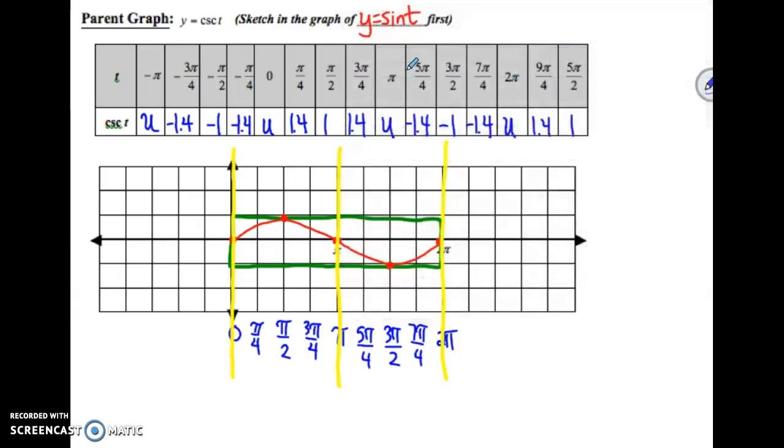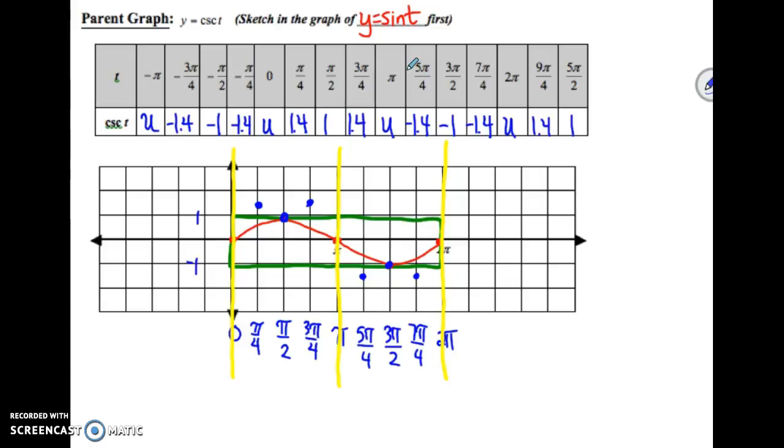Okay, so now I'm going to plot the other points that actually have values. At pi over 4, remember this is 1 and this is negative 1. At pi over 4, I'm at about 1.4, so right there. At pi over 2, I'm at 1. At 3 pi over 4, I'm back at 1.4. Pi, I'm undefined. 5 pi over 4, I'm at negative 1.4. 3 pi over 2, I'm at negative 1. 7 pi over 4, I'm at negative 1.4. And then at 2 pi, I'm undefined. And then this just keeps repeating.